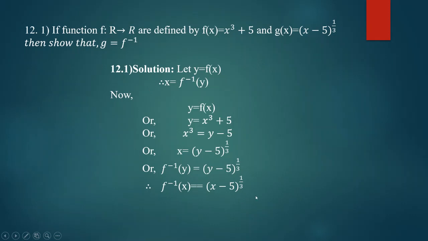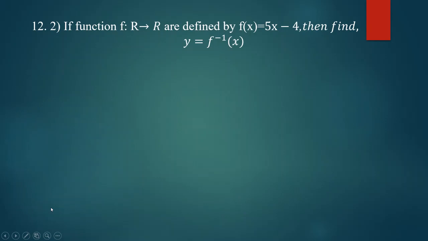F inverse x equals cube root of (x minus 5). This is the inverse of the function f. F is a function and f inverse is this. But given g of x equal to this, they are the same. G of x equal to cube root of (x minus 5), f inverse x also cube root of (x minus 5). Therefore, g equal to f inverse.